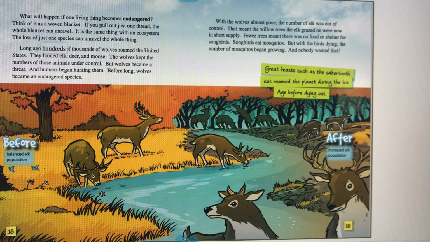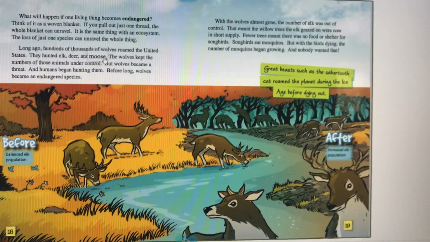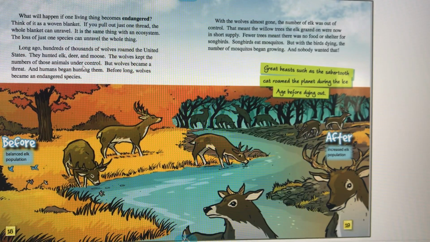Long ago, hundreds of thousands of wolves roamed the United States. They hunted elk, deer, and moose. The wolves kept the numbers of those animals under control. But wolves became a threat, and humans began hunting them. Before long, wolves became an endangered species.